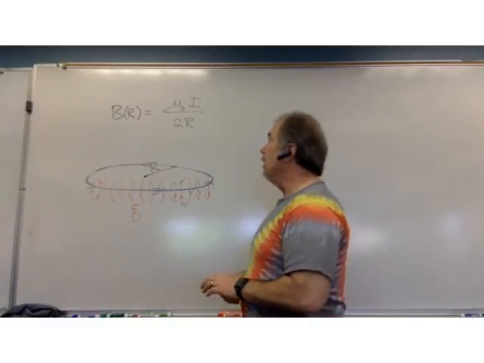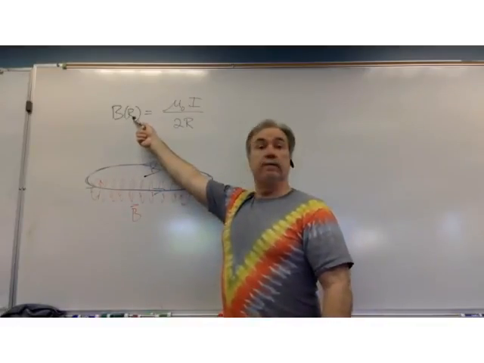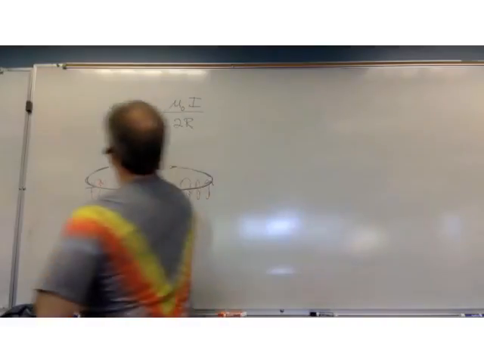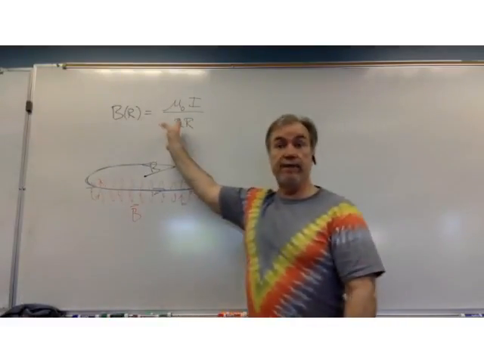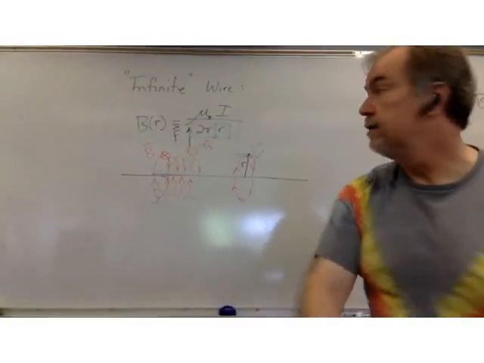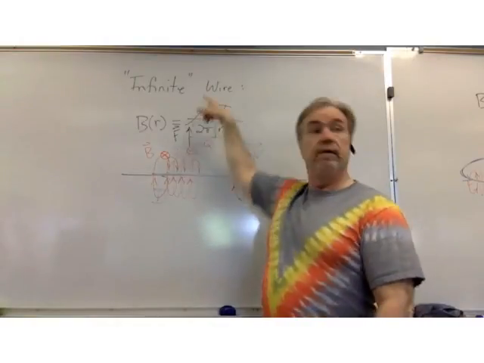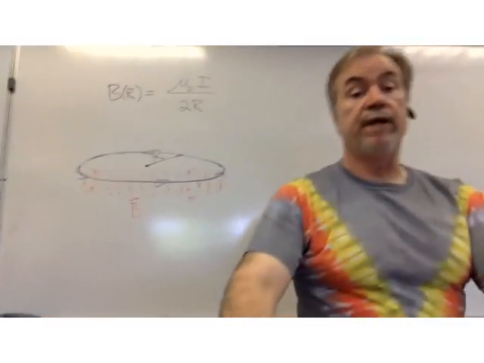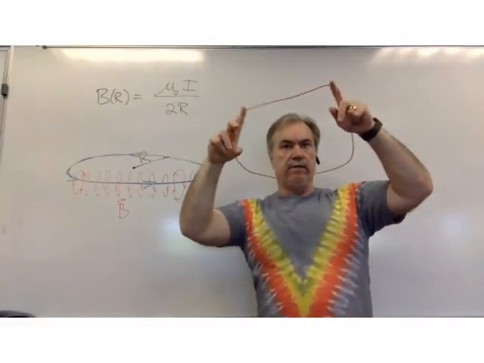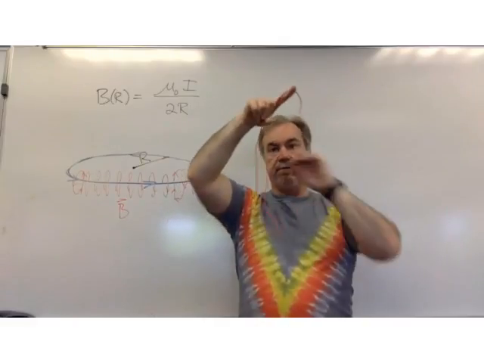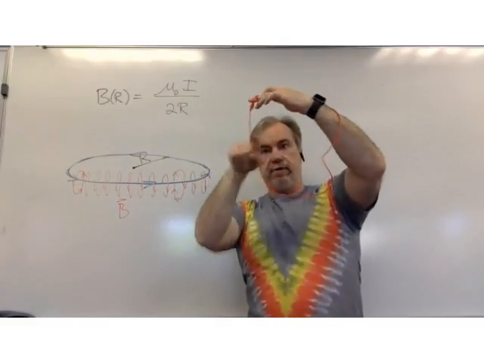The important difference is this is the field at only one place, so this is not actually a function, except in the sense that it depends on how big the radius of your current loop is. For the long straight wire, this is definitely any distance away from the wire. But this capital R is only the radius of your wire loop. So in this case, R would be about 20, 25 centimeters from the center of this circle out.